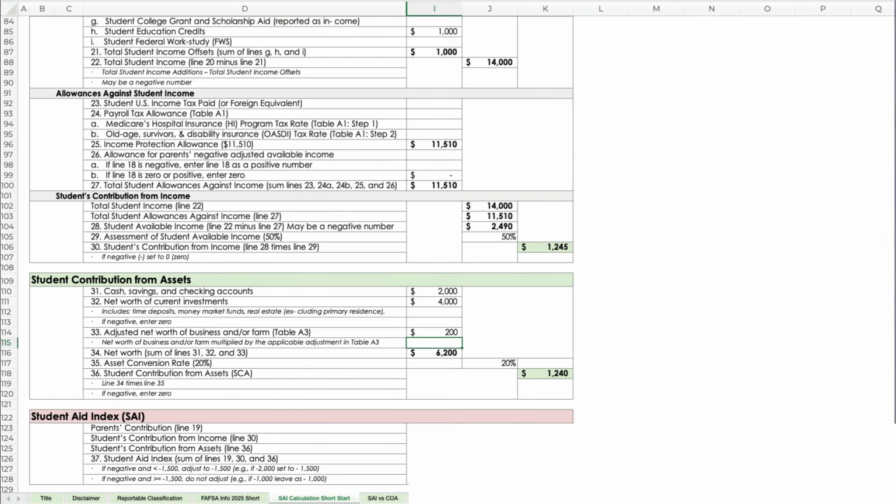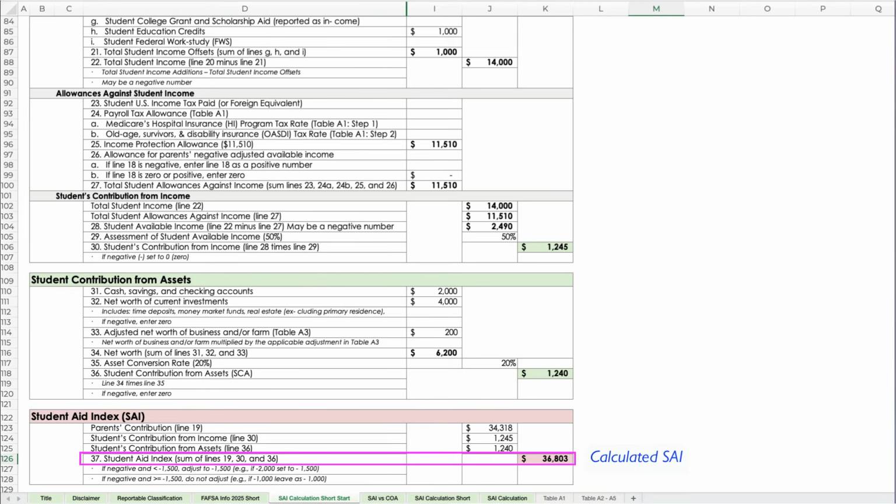Now we're ready to calculate the final SAI. We add the parent contribution of $34,318, the student contribution from income of $1,245, and the student contribution from assets of $1,240, to give us a Student Aid Index of 36,803.